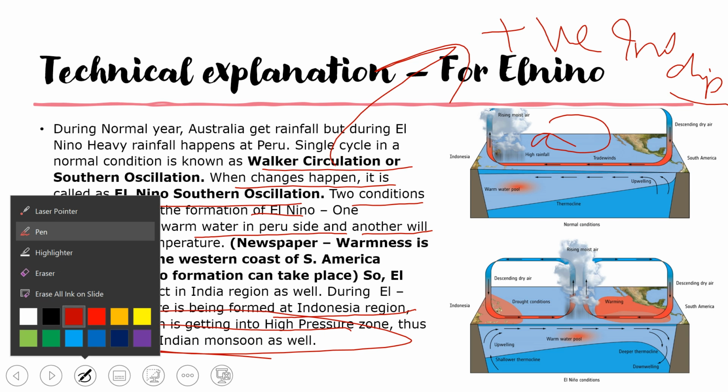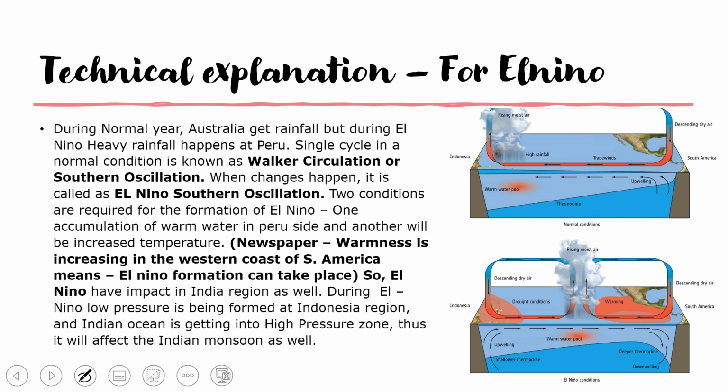Okay, so now we will go through this diagram to see how this is happening. See what happens in a normal year: Australia will get low pressure. So air will rise, it will hit the troposphere, move in this direction, and fall in the high pressure zone, that is the Peru region. Now your Peru region is what? A high pressure area, and this is a low pressure area.